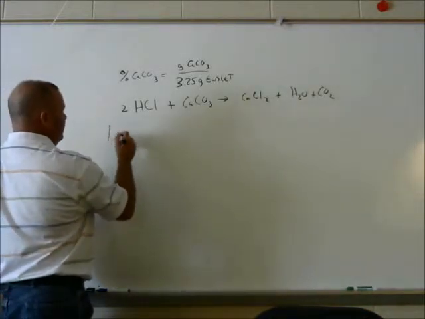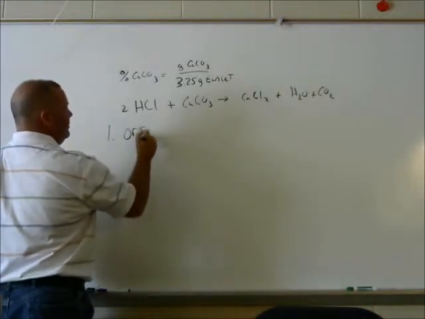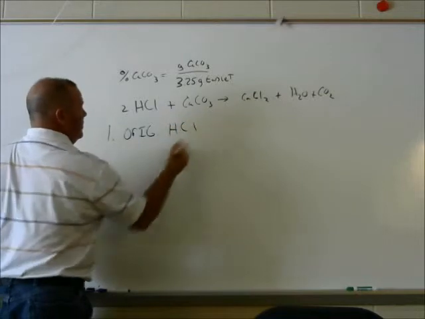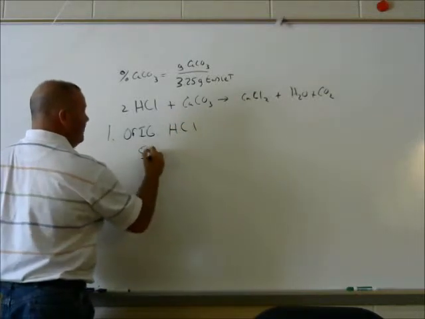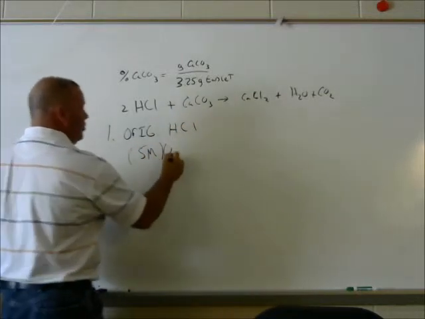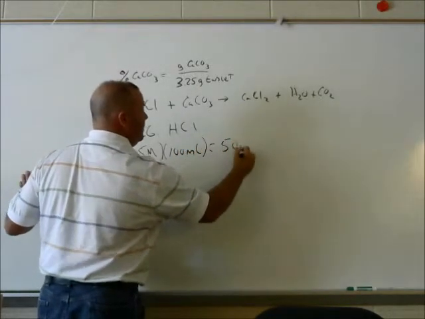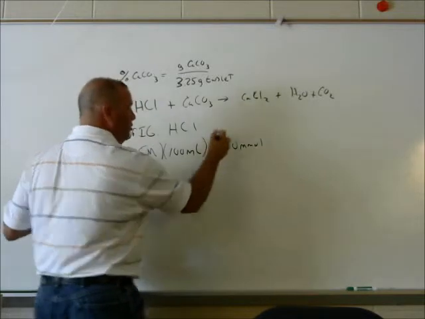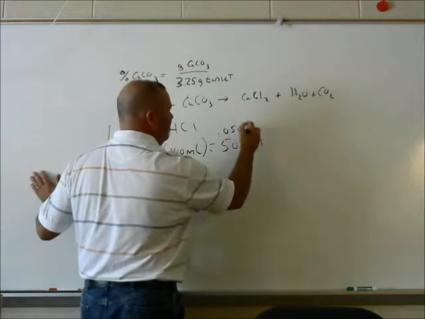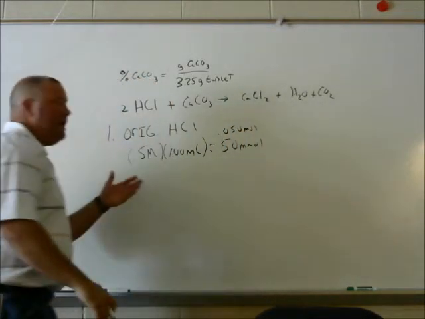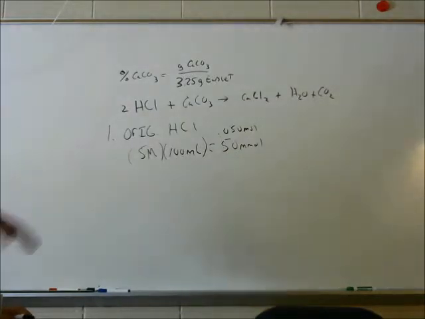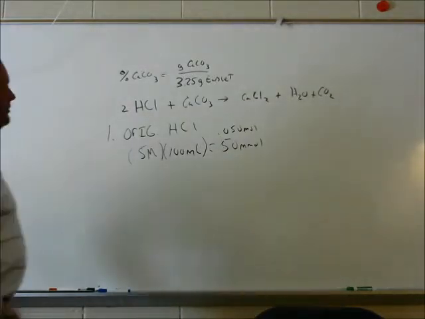So, the original HCl would be 0.5 molar times 100 milliliters, which would give me 50 millimoles, or 0.050 moles. I prefer to use millimoles in my calculations because milliliters, millimoles, it sort of makes sense. But that's the original acid.